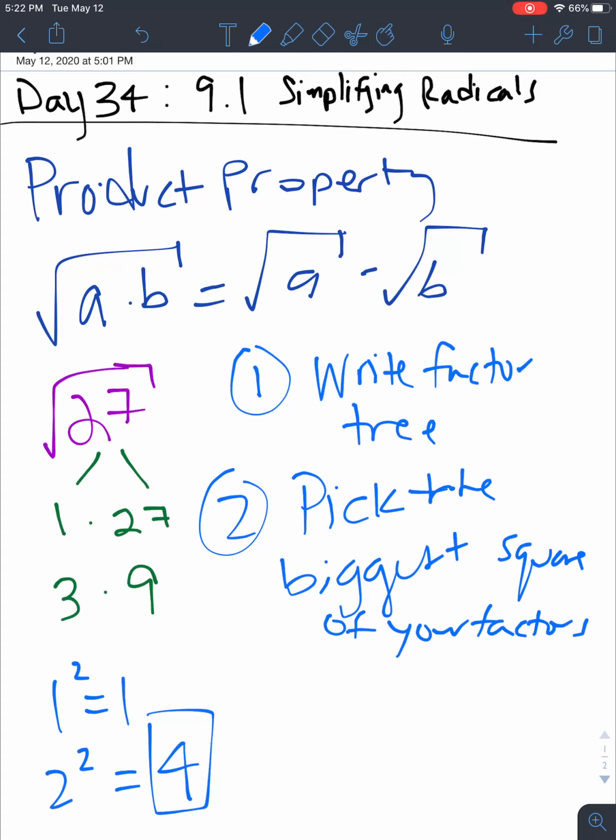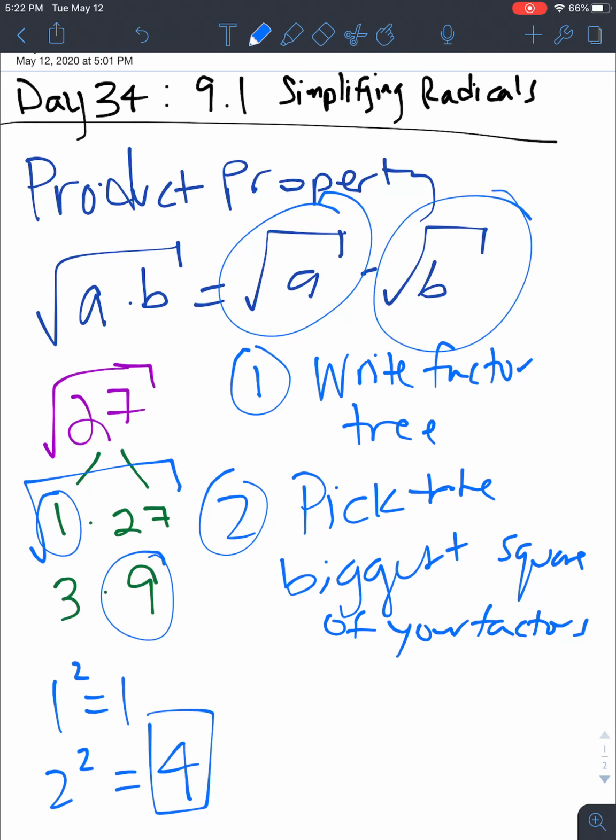You're going to want to pick the biggest one because if you pick a smaller one, right? So 1 is a perfect square, but so is 9. If I were to pick 1, then instead of the square root of 27, I would have the square root of 1 times 27, which I would then break up into the square root of 1 times the square root of 27 because of our formula. But the square root of 27 has other factors in it, so it's not factored completely. It's not simplified completely. That's why you always want to pick your biggest factor.